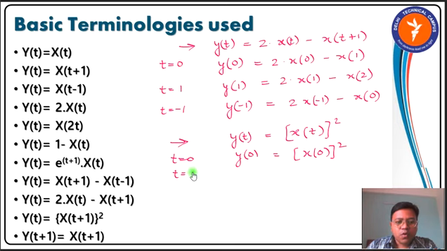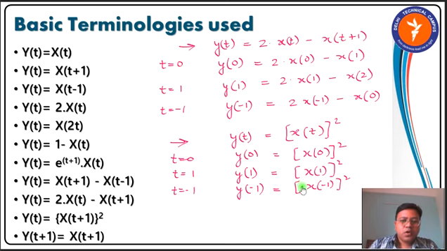Similarly, at t equal to 1, the present output will depend upon the square of present input. Similarly, at t equal to minus 1, present output will depend upon again the square of the present input. So this equation is saying that the output will always be depending on the present inputs only. Now what will be the change into the output or into the system if I add plus 1 here? Let us do so. Plus 1 here.